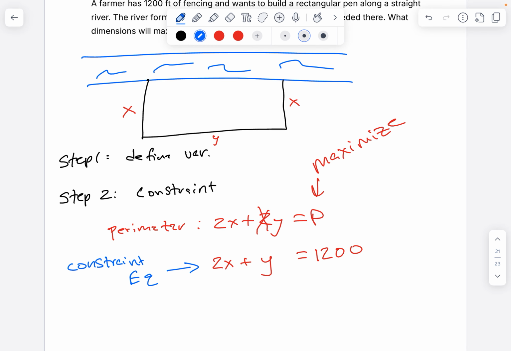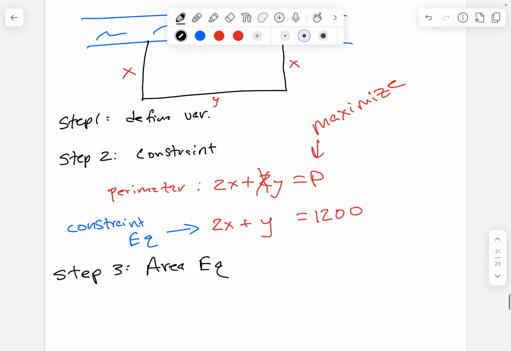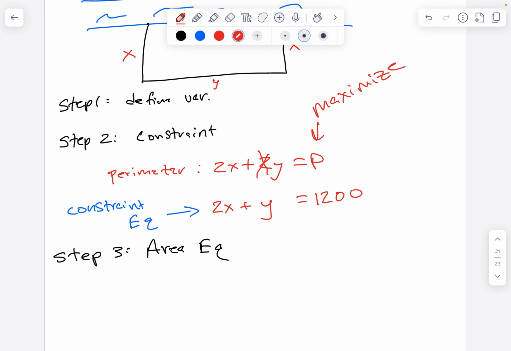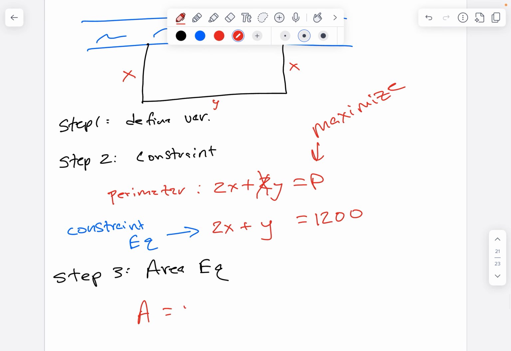All right, now on to step three, what we are actually solving for, the area. We're trying to maximize the area, so let's write an equation for the area. Step three, area equation. The area of a rectangle is just length times width. So in this case, it'd just be x times y.